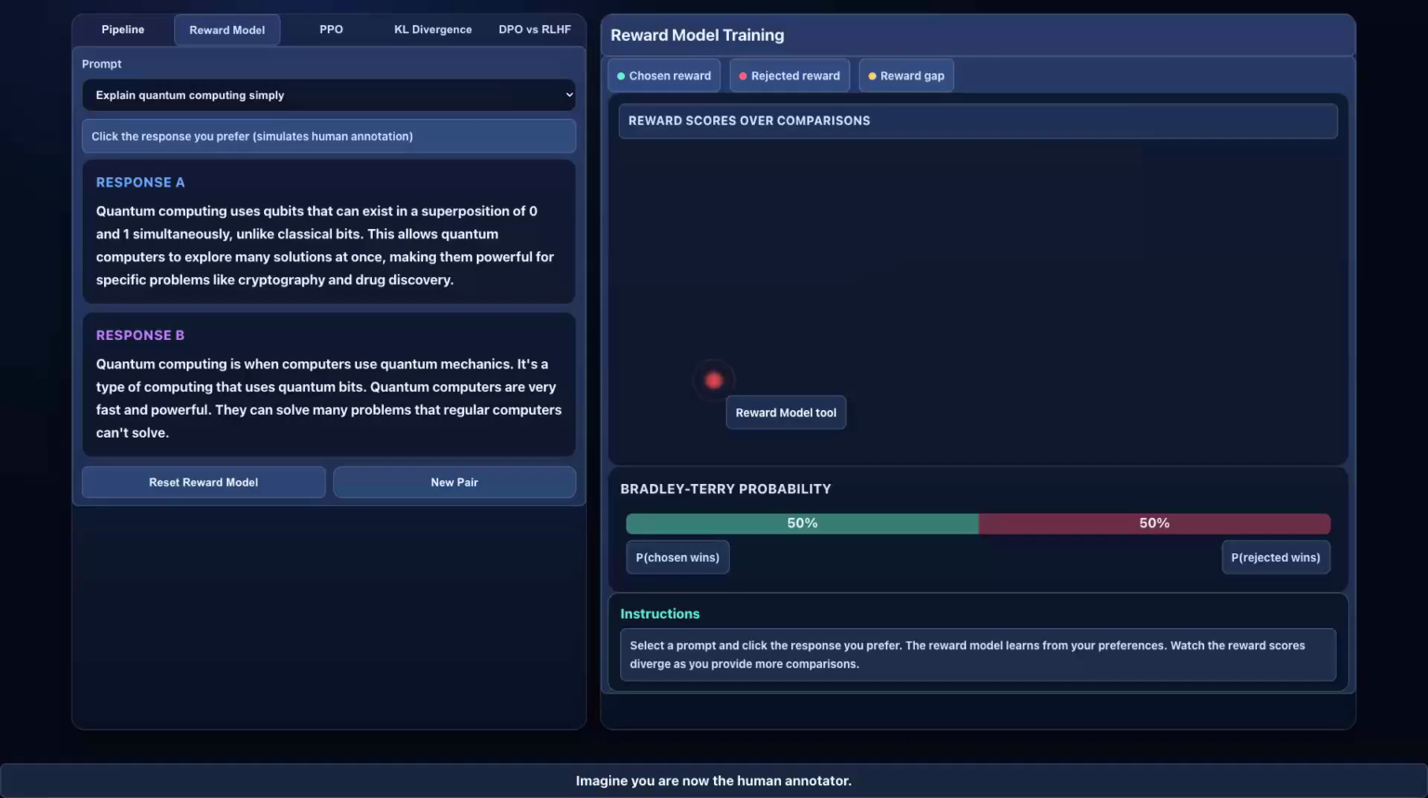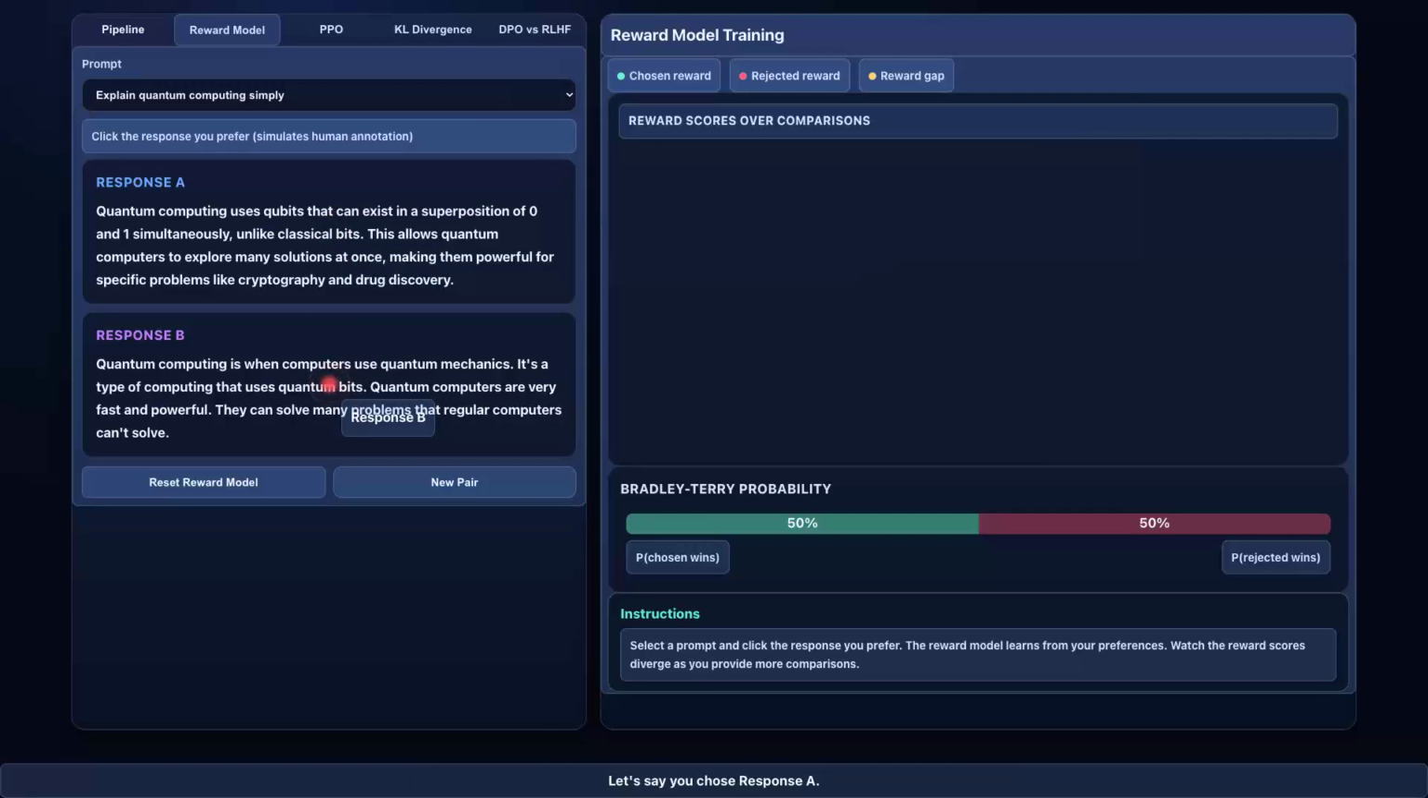Imagine you are now the human annotator. I'll show you two different responses to the same prompt, and your job is to decide which one is better. This is the core of how we teach the reward model what humans prefer. Let's start with the prompt. Explain quantum computing simply. Here are two responses. Take a moment to read both and think about which one you find clearer or more accurate.